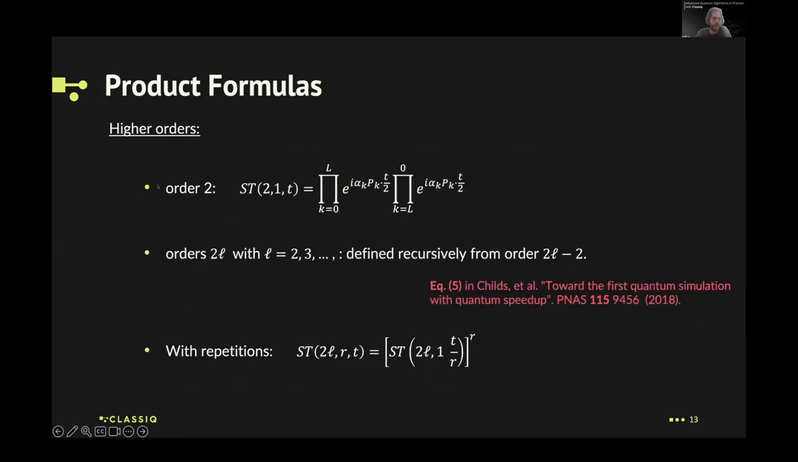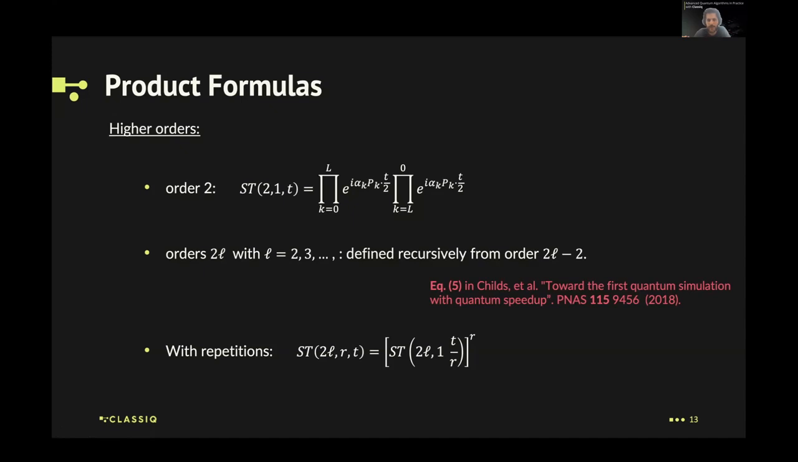And if we go to higher order, so for example, order 2, you divide time by 2, and then you take the terms from L to 0, and then the terms from 0 to L. And you can also define higher orders, which are 2L, so you can define fourth order, sixth order, etc. And this is defined recursively. So the fourth order comes from the second order, etc.